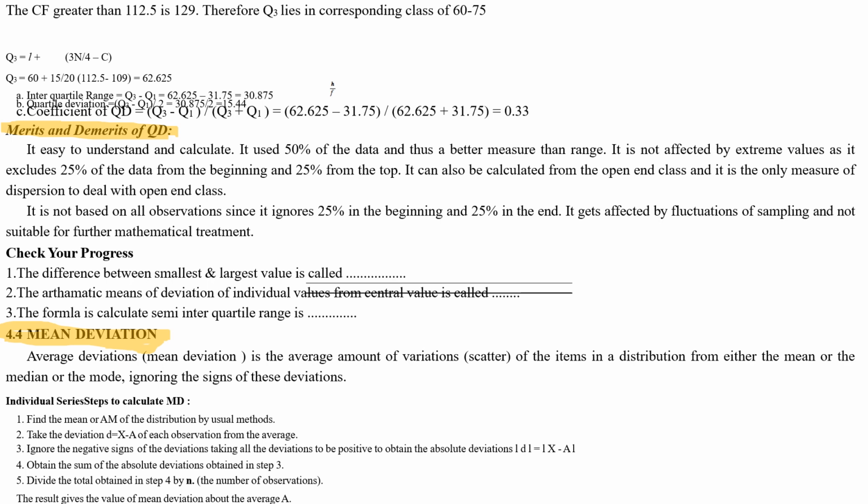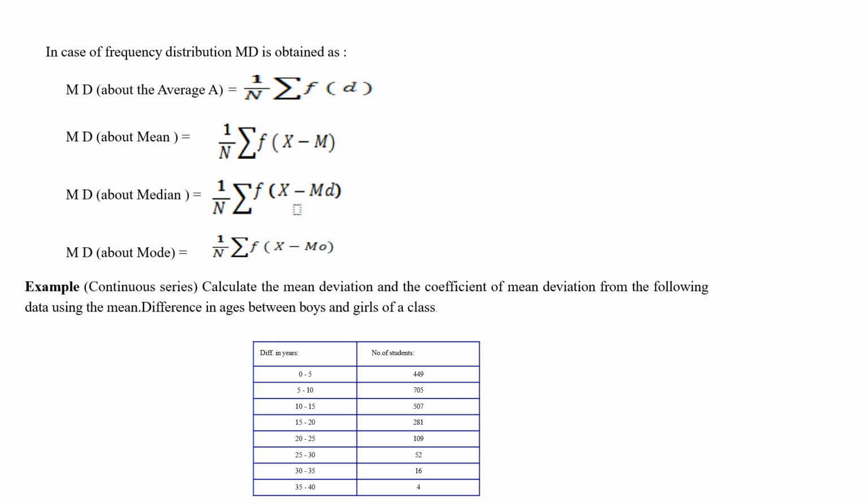Okay. So find the mean or average of the distribution by usual methods. First we have to find out the average mean. Then take the deviation d is equal to x minus a of each observation from the average. So the method of how to do it is given. If there is any problem, we will try. In case of frequency distribution, how do we find out the mean deviation when a frequency distribution is given?